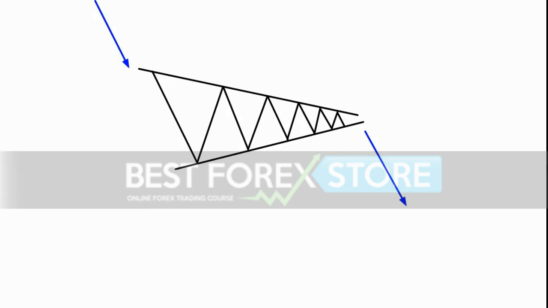But what we can use the triangle for is to further help us determine what the next likely move is going to be. And the fact that the market creates the triangle gives us more evidence that the market is going to continue moving in the direction from which it came, in this case, downward. Let's go ahead and take a look at one of these on the chart to get a real look at what happens in the market.